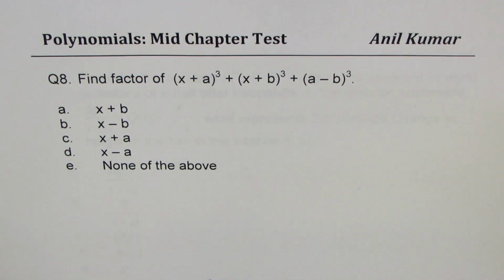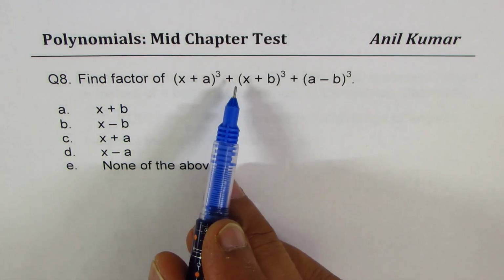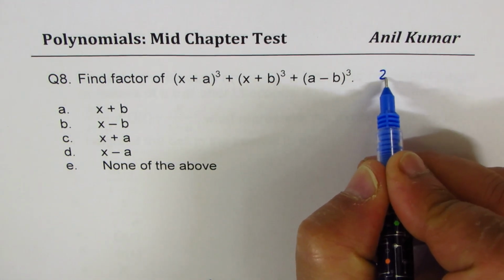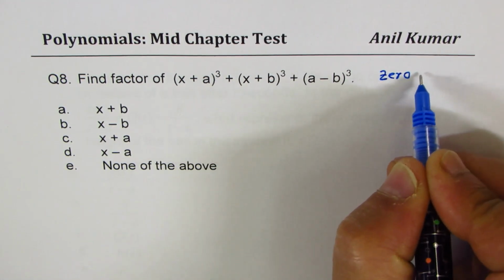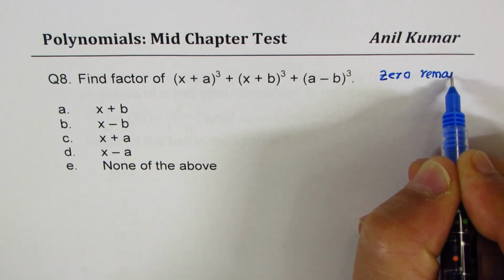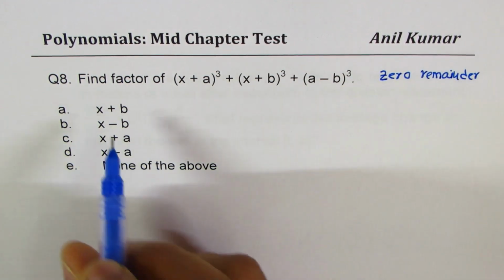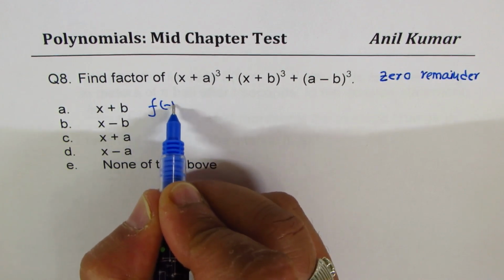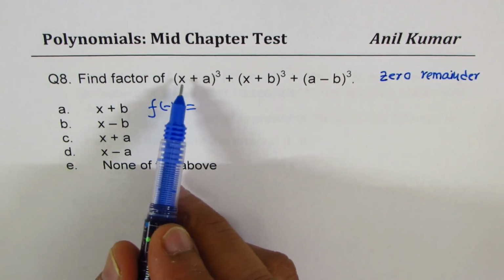You can actually pause the video, answer this question, and then check with my solution. Now when I say factor, it really means remainder is 0. So that means we are looking for 0 remainder, right? And if x + b is a factor, then f(-b) should be equal to 0. So let's figure it out.